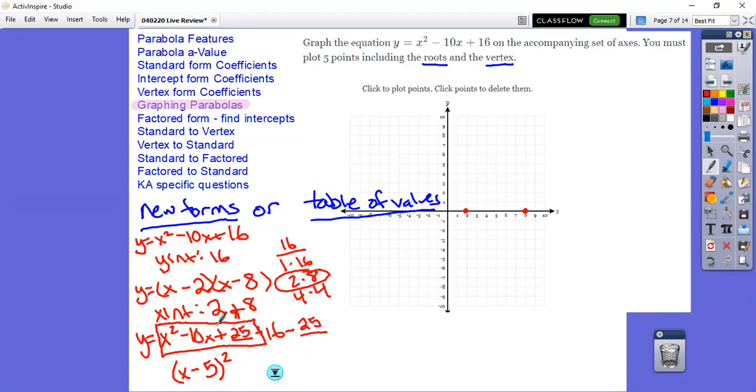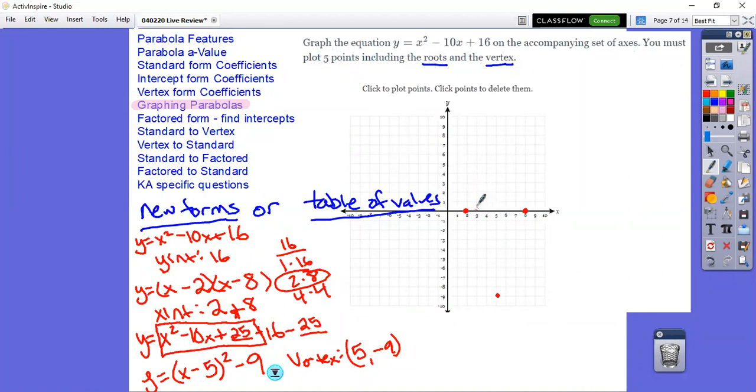So I just factored this into the x minus 5 squared, and all I have to do is realize that I have this positive 16 and negative 25. That makes a negative 9. And so my vertex form is right there, which tells me that my vertex is positive 5, negative 9. So if I'm going to put that point in, I can go to positive 5, negative 9, and put a point. And then your problem here is that it wants another point, so it needs 5 points. So you can just use a table of values.